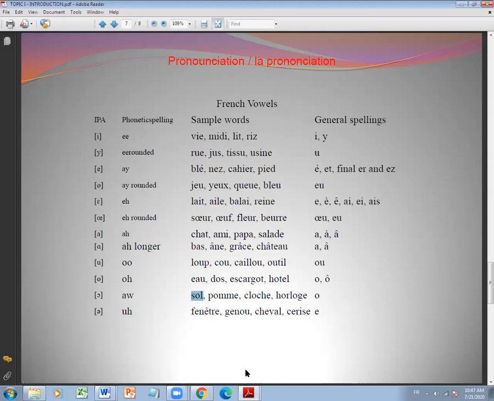The last one, fenêtre, genou. Genou is the knee. Oh, genou, my knee. Painful. So if you add X at the end, it means knees. So when you say je suis à genoux, I'm on my knees, meaning that you're kneeling down.